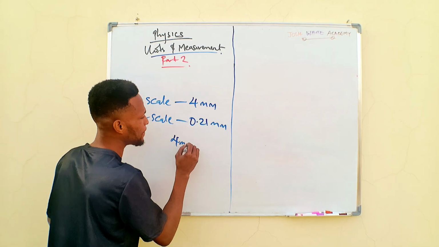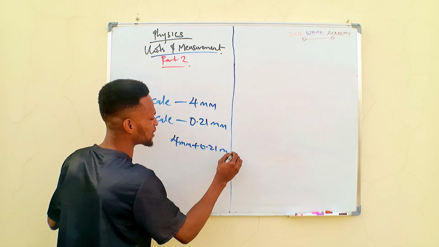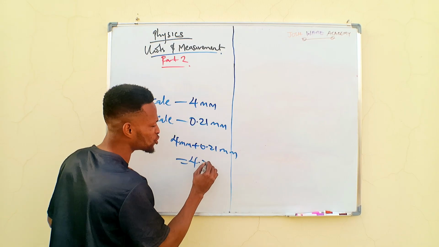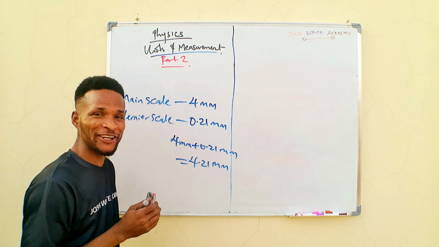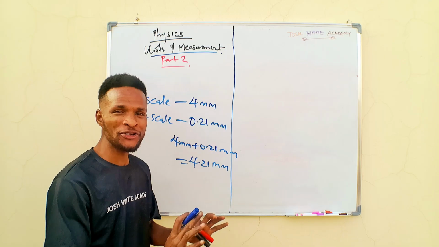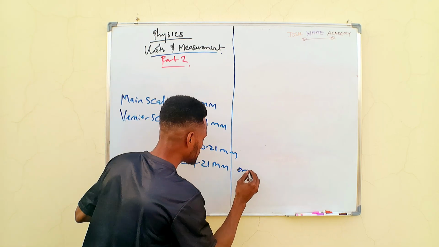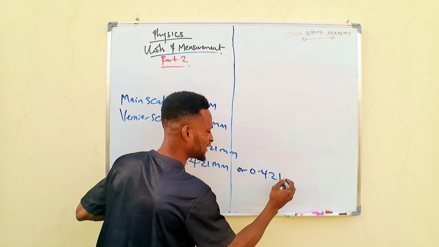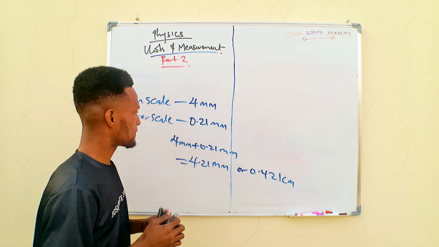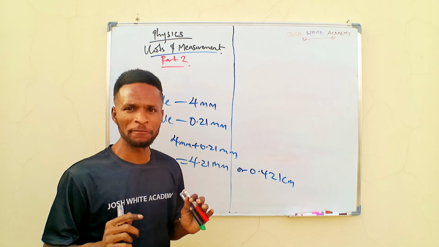You see, our total is the sum of the main scale with that of the thimble or Vernier scale. That's 4 millimeter plus 0.21 millimeter. That will give us 4.21 millimeter. If you take note, when we're talking about measuring accuracy, it is 2 decimal places in millimeter, or 0.421 in centimeter. So that's just all you need.